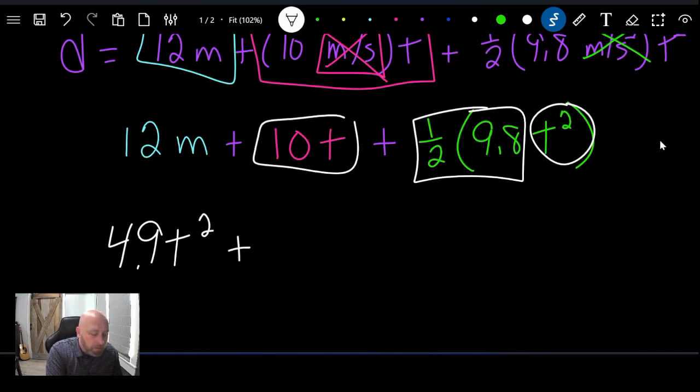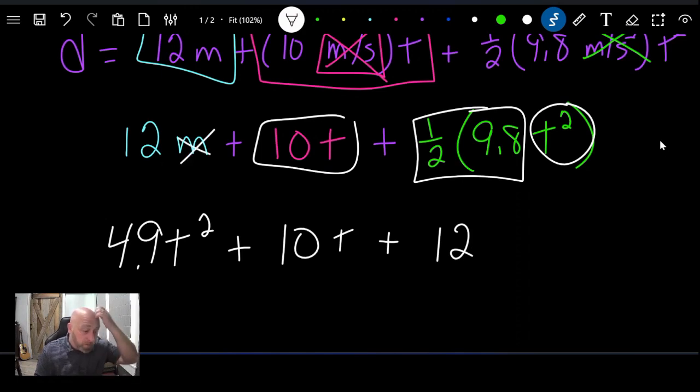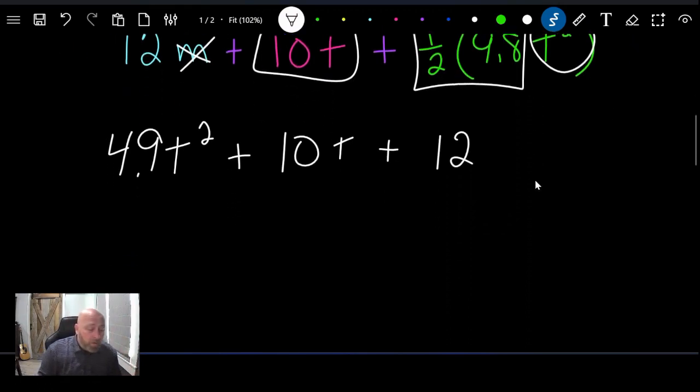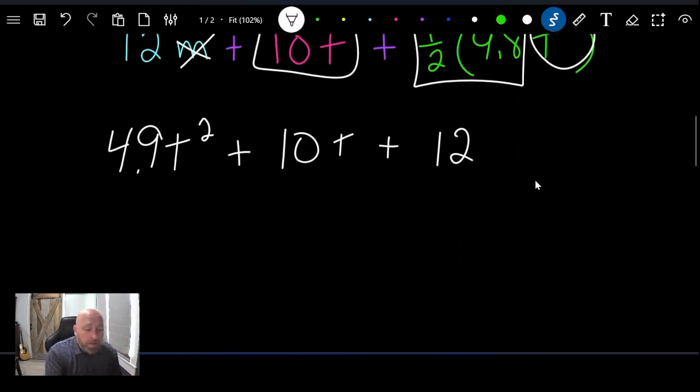So then plus 10t plus 12m. And we're just going to get rid of that m too, because we got rid of the rest of the measurements there. So m is meters. All right, now we have it in kind of a format that makes a little bit more sense to me. All right, now if you want to do it like the book does it, they leave it with all that kind of mess. I'm just telling you this is going to be easier.